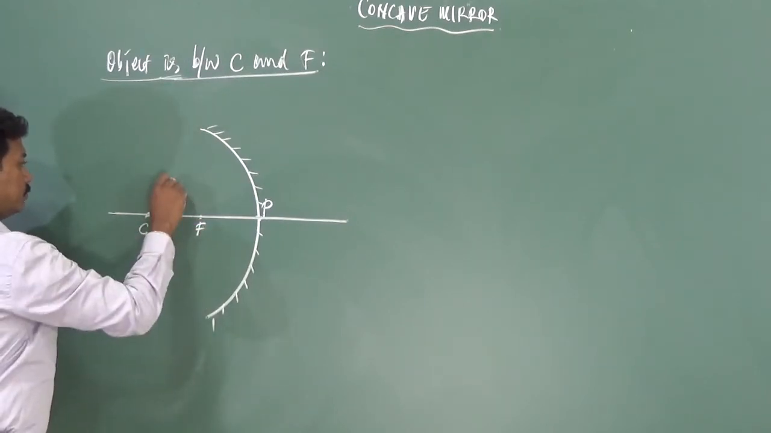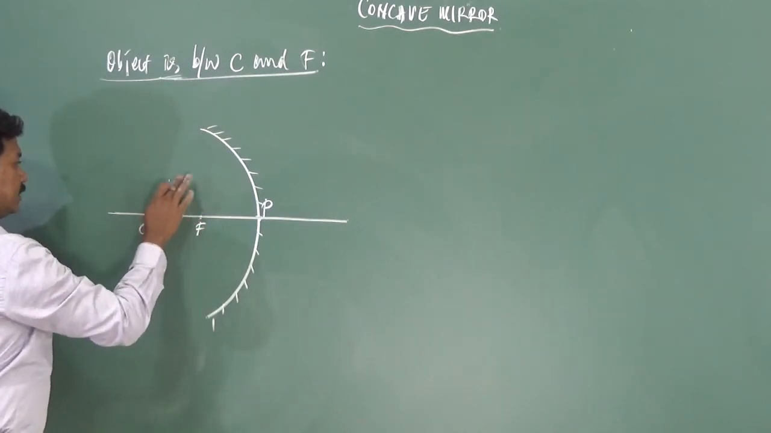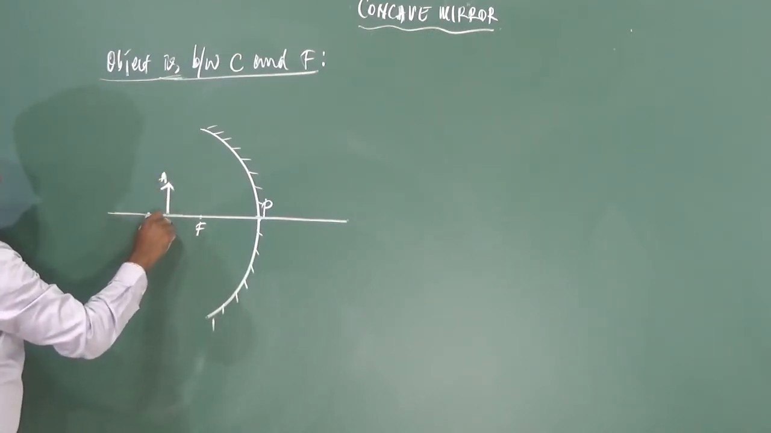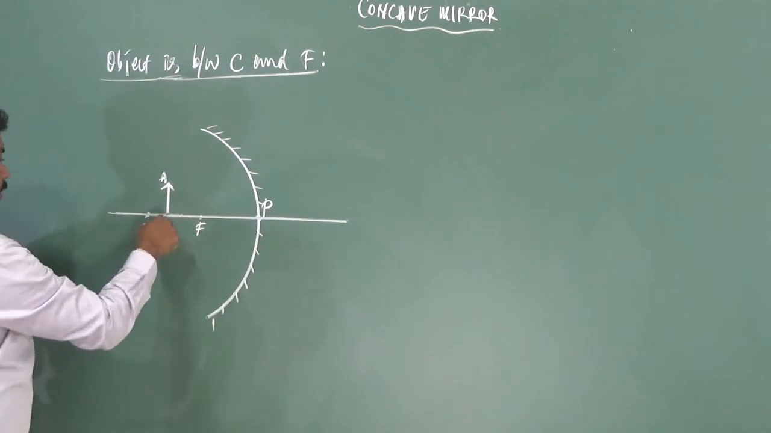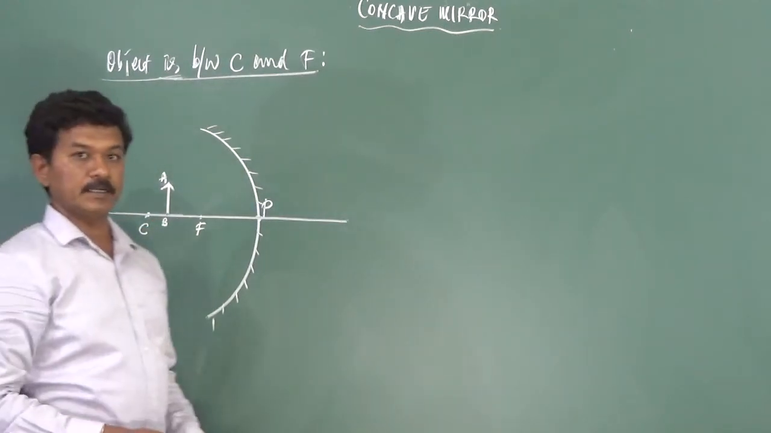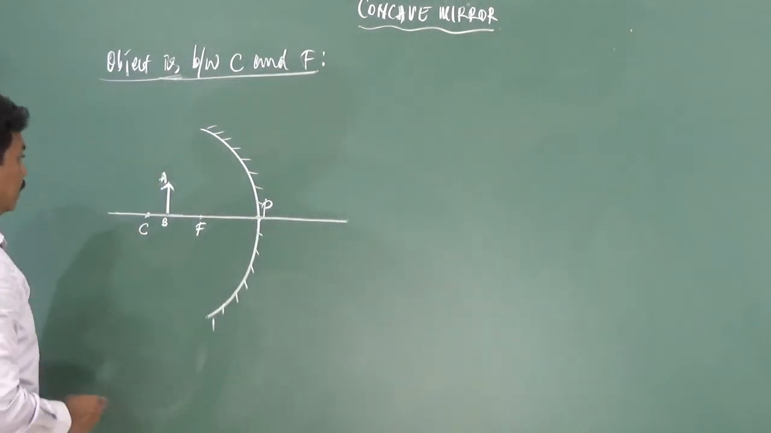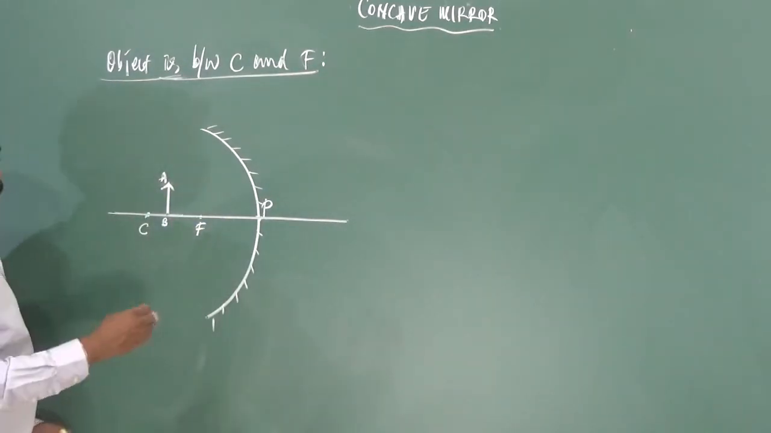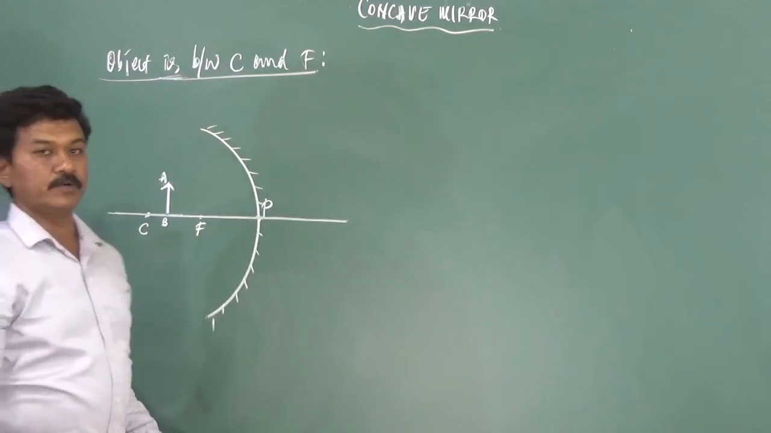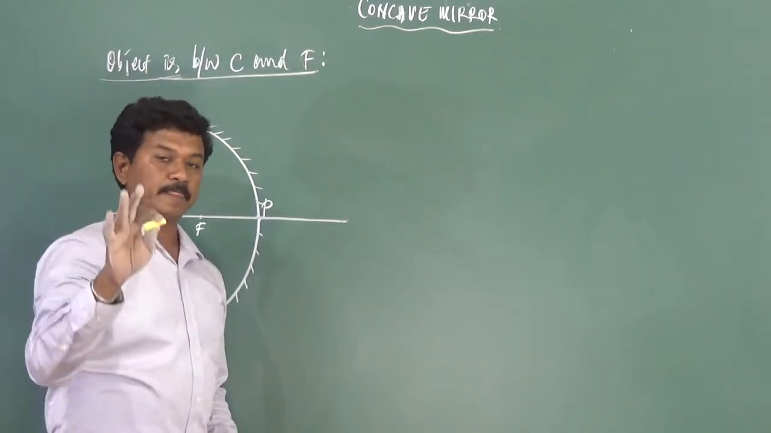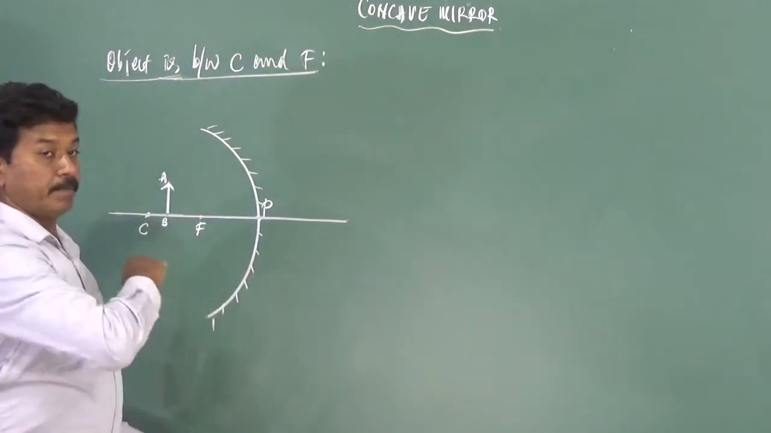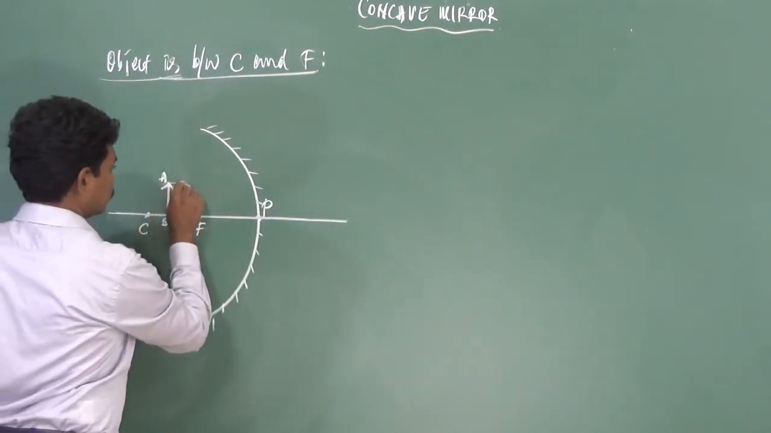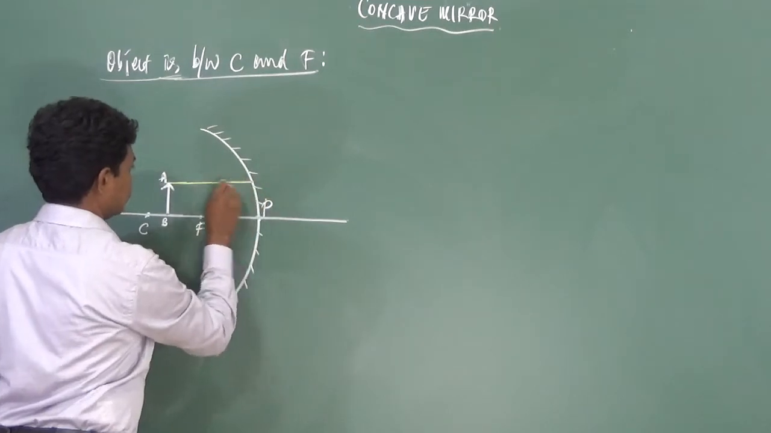Now I am keeping the object between C and F, and I will call that object AB. A is the head of the object and B is the tail of the object. In this ray diagram, two light rays have to be taken from point A. Usually what we do is take one light ray from point A parallel to the principal axis, as we have done earlier.